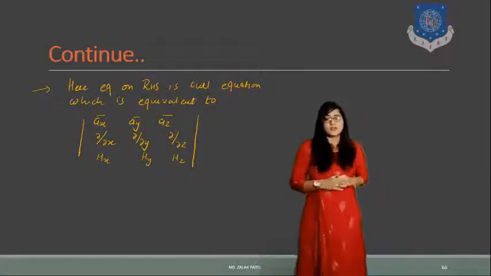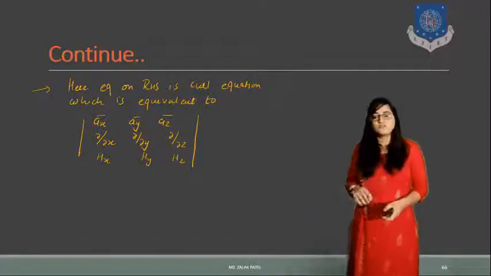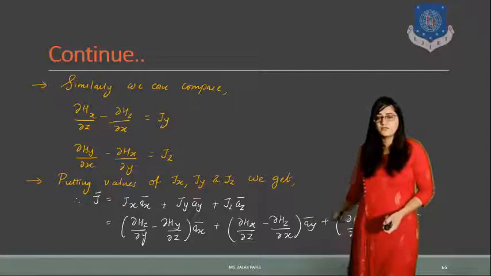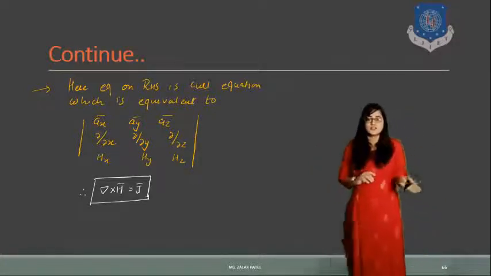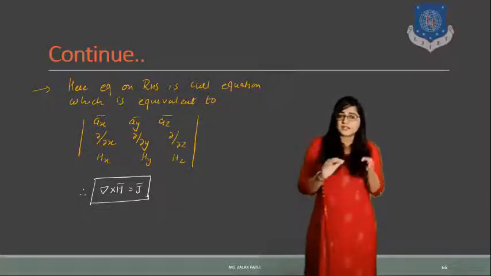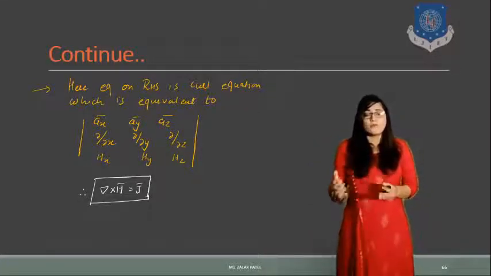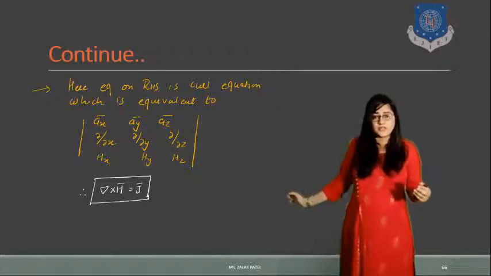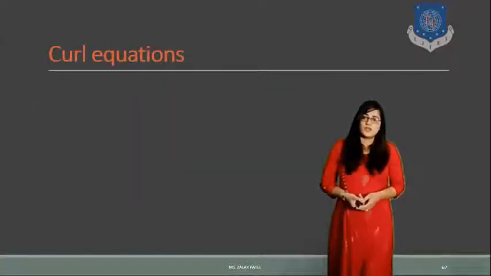If you remember unit number 1, the curl of a vector is written like this. If you solve this equation, it can be written like this. So we can easily say that del cross H equals J bar. This is the point form of Ampere's circular law. Again, if it is asked in unit number 3 to write about Ampere's law point form, you have to write this equation: del cross H equals J. So we have to repeat this in unit number 3 as well.